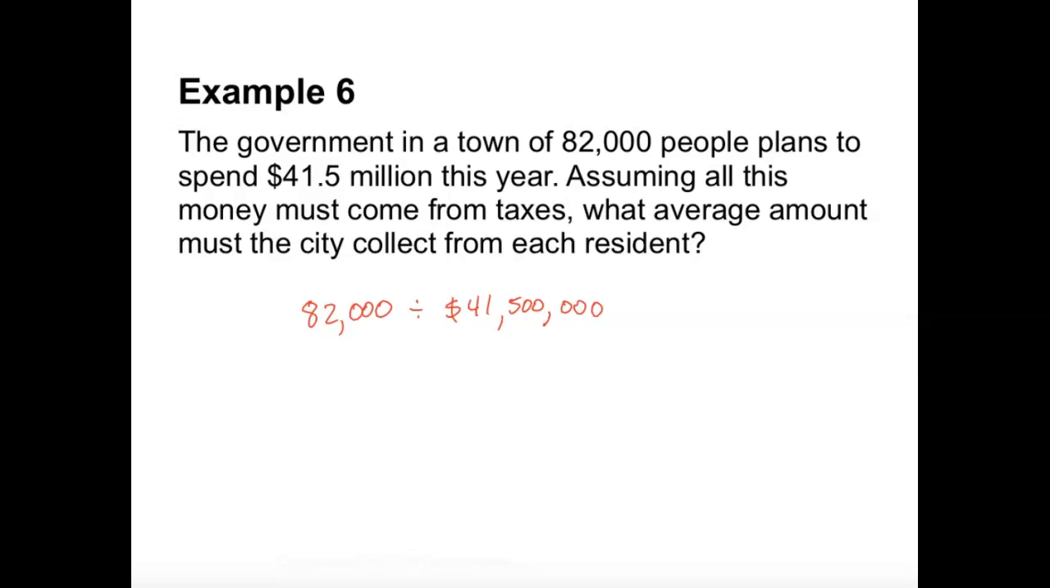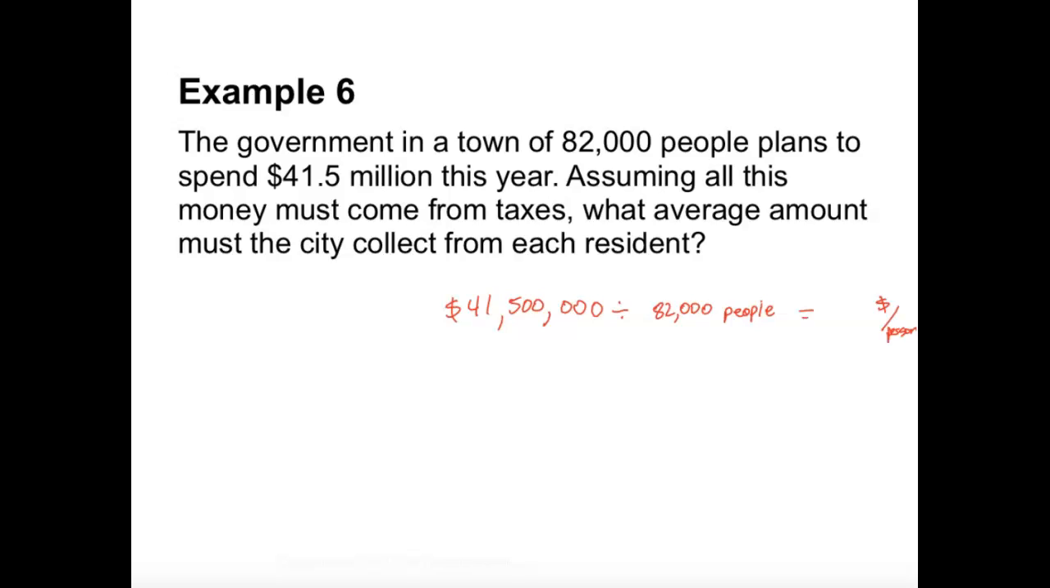I did that division the wrong way. I'm sorry. Other way around, folks. $41,500,000 divided by the 82,000 people. And that'll give us units of dollars per person, right? So how much every person has to pay on average in taxes.